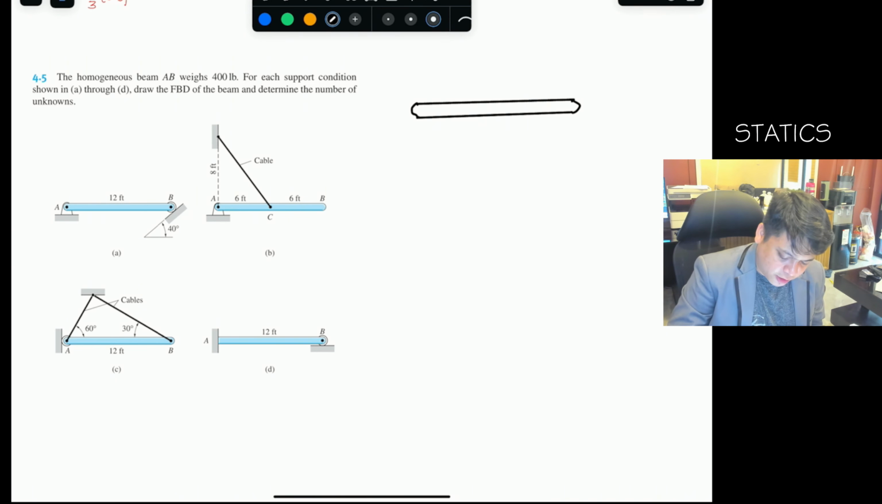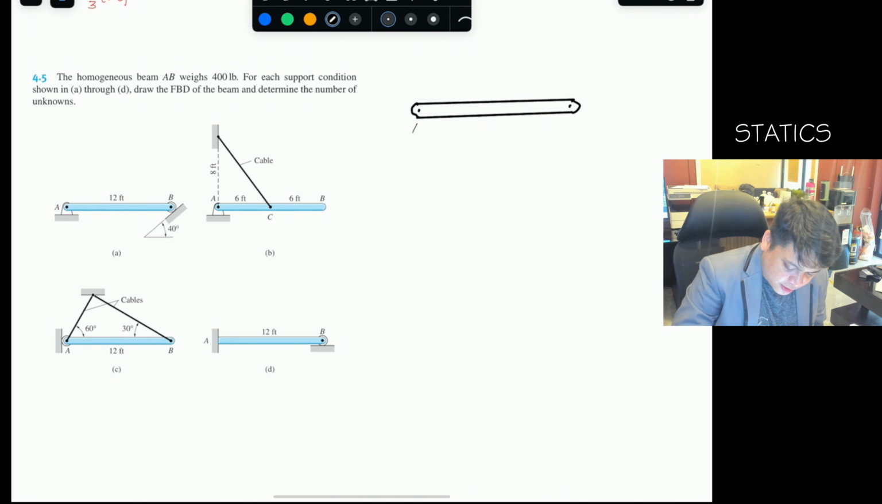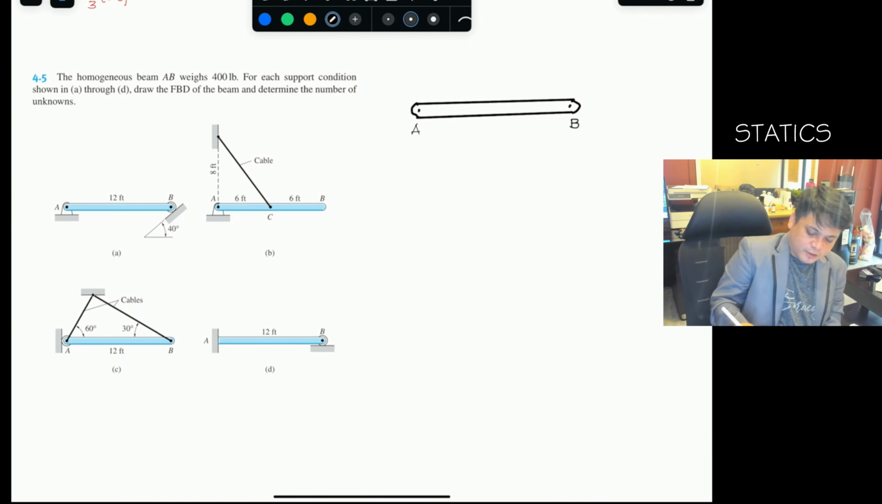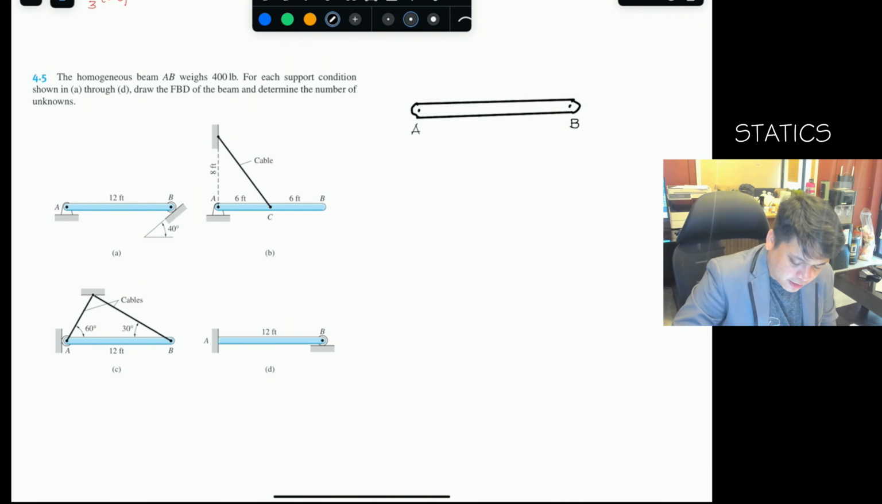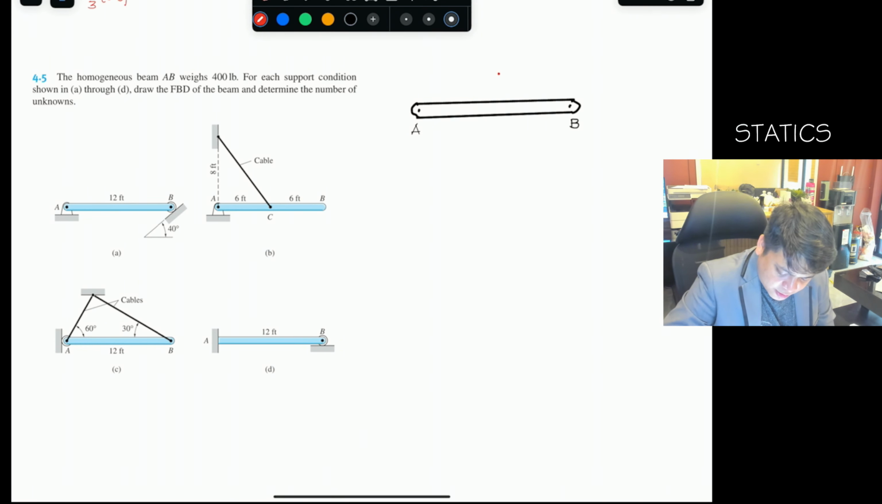Then lagyan mo ng mga points. So let's call that as our point A, and let's call that as our point B. Okay, so unahin muna natin yung kanyang loads. Okay, so sabi niya meron daw siyang weight na ilan? 400 pounds. So you can have it as 400 pounds.